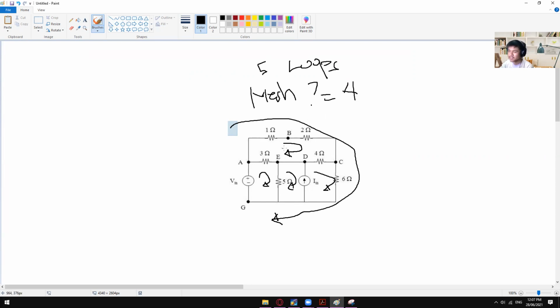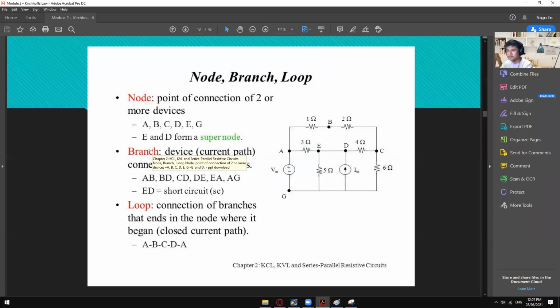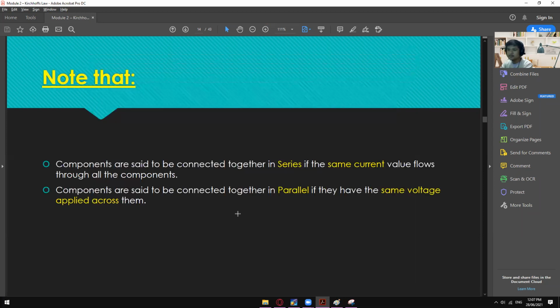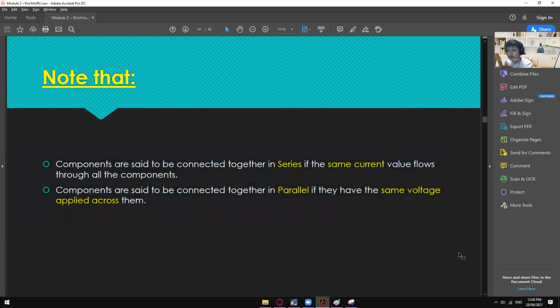It's very obvious. As long as it doesn't have a path inside it, or another closed loop path, then that is already a mesh. So this is one mesh, another mesh, and then another mesh. All in all, we have four meshes. But this one we cannot consider a mesh because it contains those loops right here. So that's another definition for branches and loops. Just note that components are said to be connected in series if they have the same current, and in parallel if they have the same voltage applied across them. Again, just reminding you of the basic rules of electrical circuits, Ohm's law.